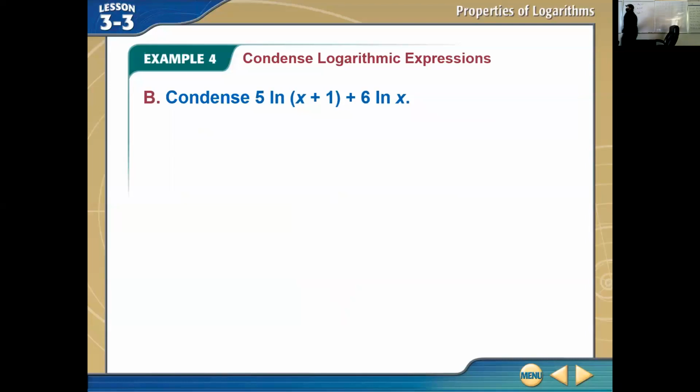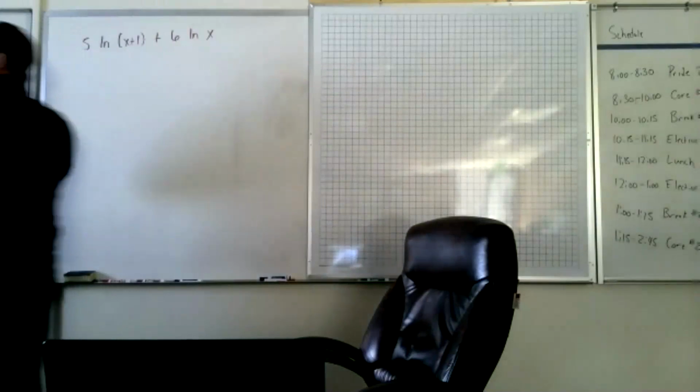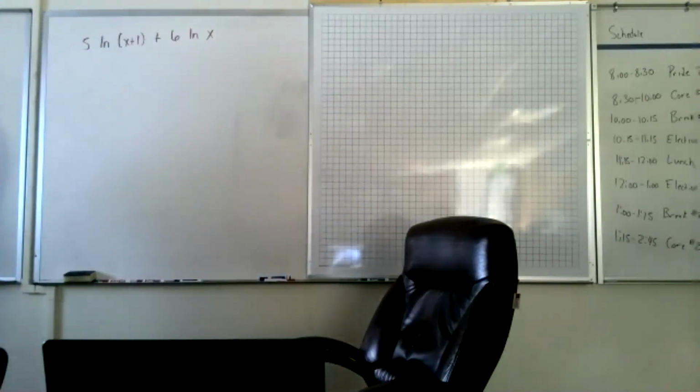I just utilize it. Okay, so we're condensing 5 natural log of x plus 1 plus 6 natural log of x. For this one, the properties do apply because I'm using the natural log on both, so I have the consistent base of e. No problems there.